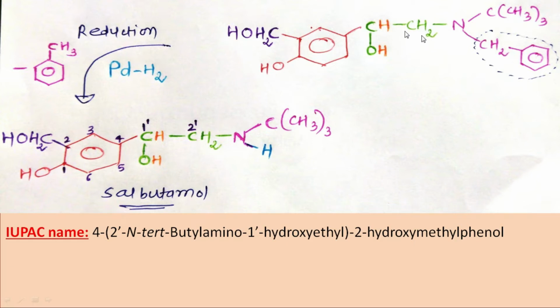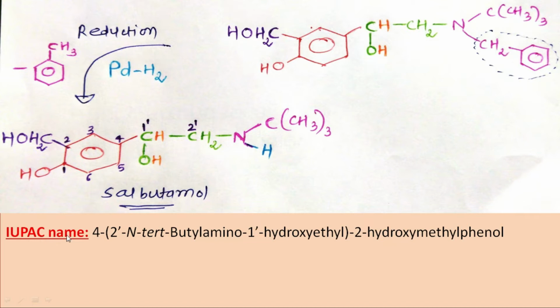After that, this compound will be treated with palladized hydrogen. This palladized hydrogen is used for reduction process. So after the reduction process, from this amine, toluene will be liberated and this compound will be converted into this one. This compound is known as salbutamol, or it is known as albuterol.